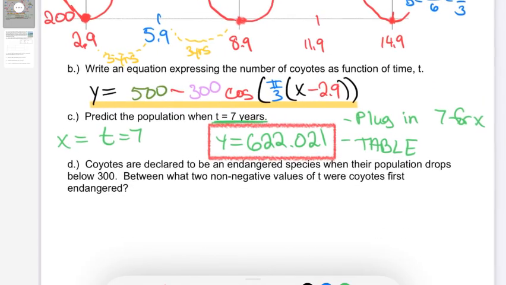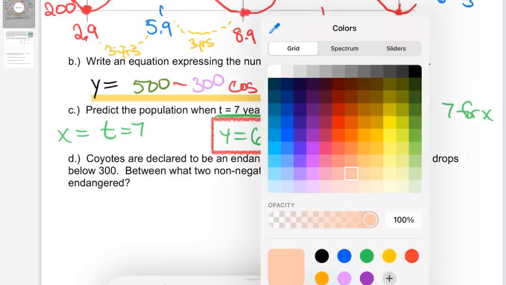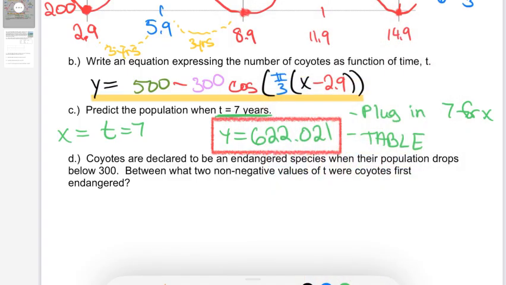Now, let's look at D. And it tells us that coyotes are endangered when their population drops below 300. We're looking for the first 2 non-negative values of T. Were they first endangered? So we're looking for the time. So it gave us that Y. That Y population is 300. So we'll make Y2 equal 300.